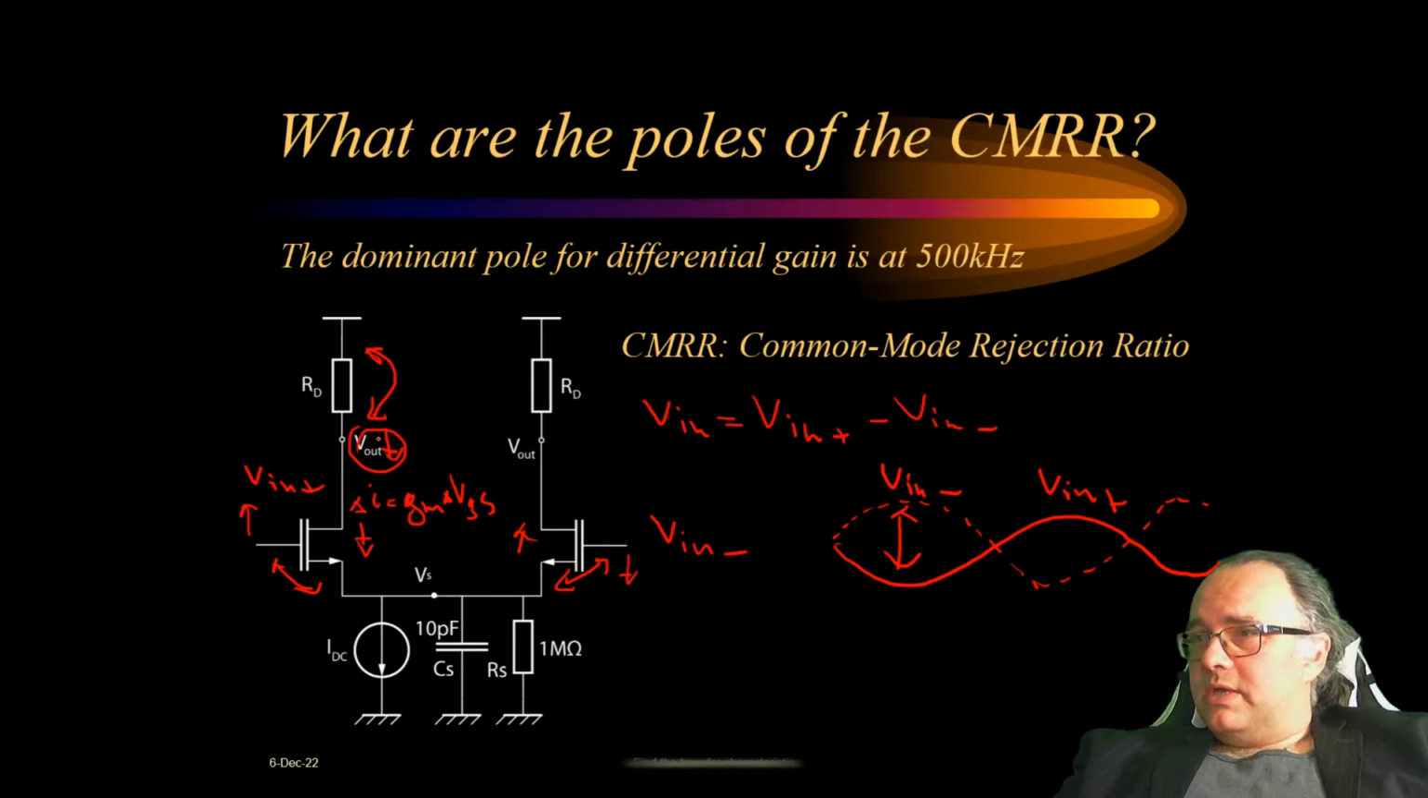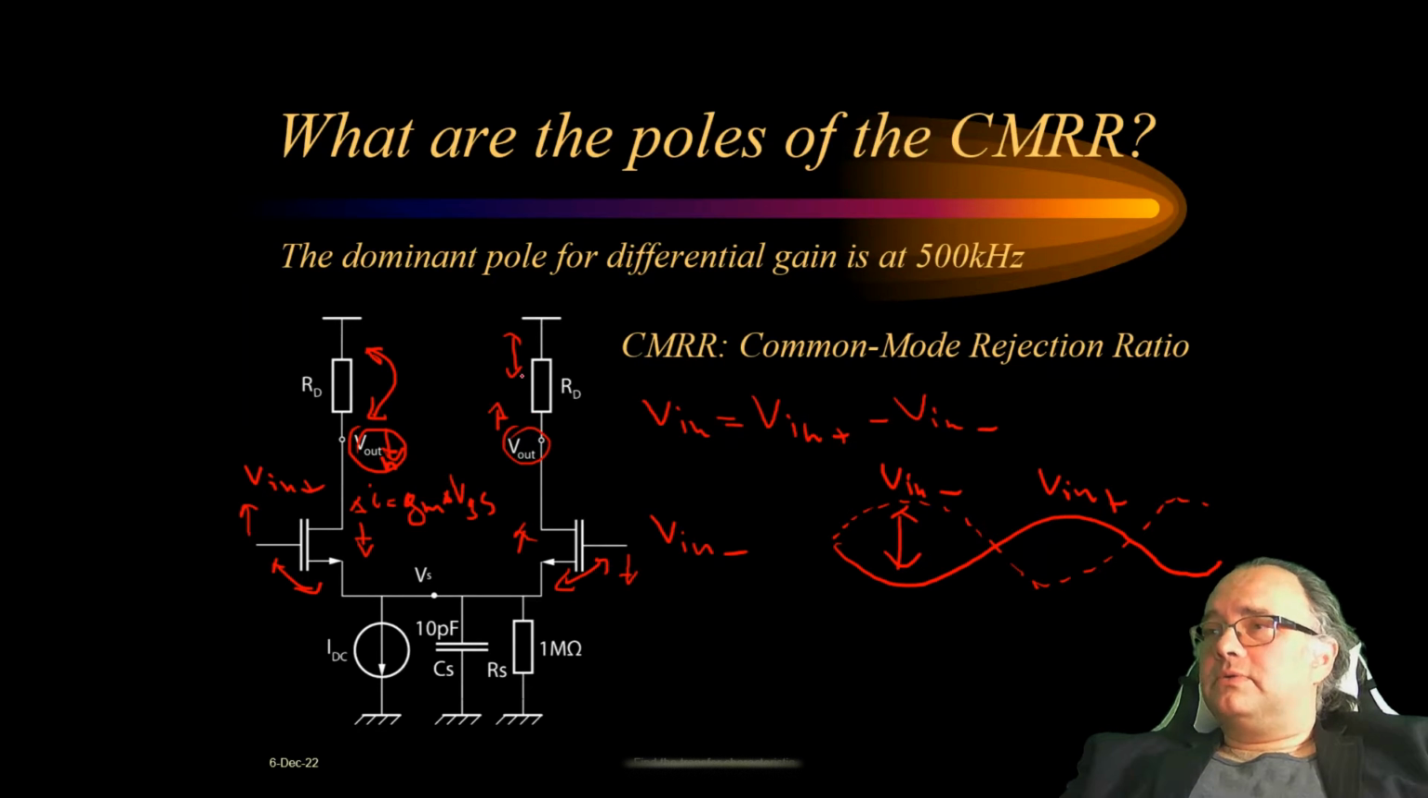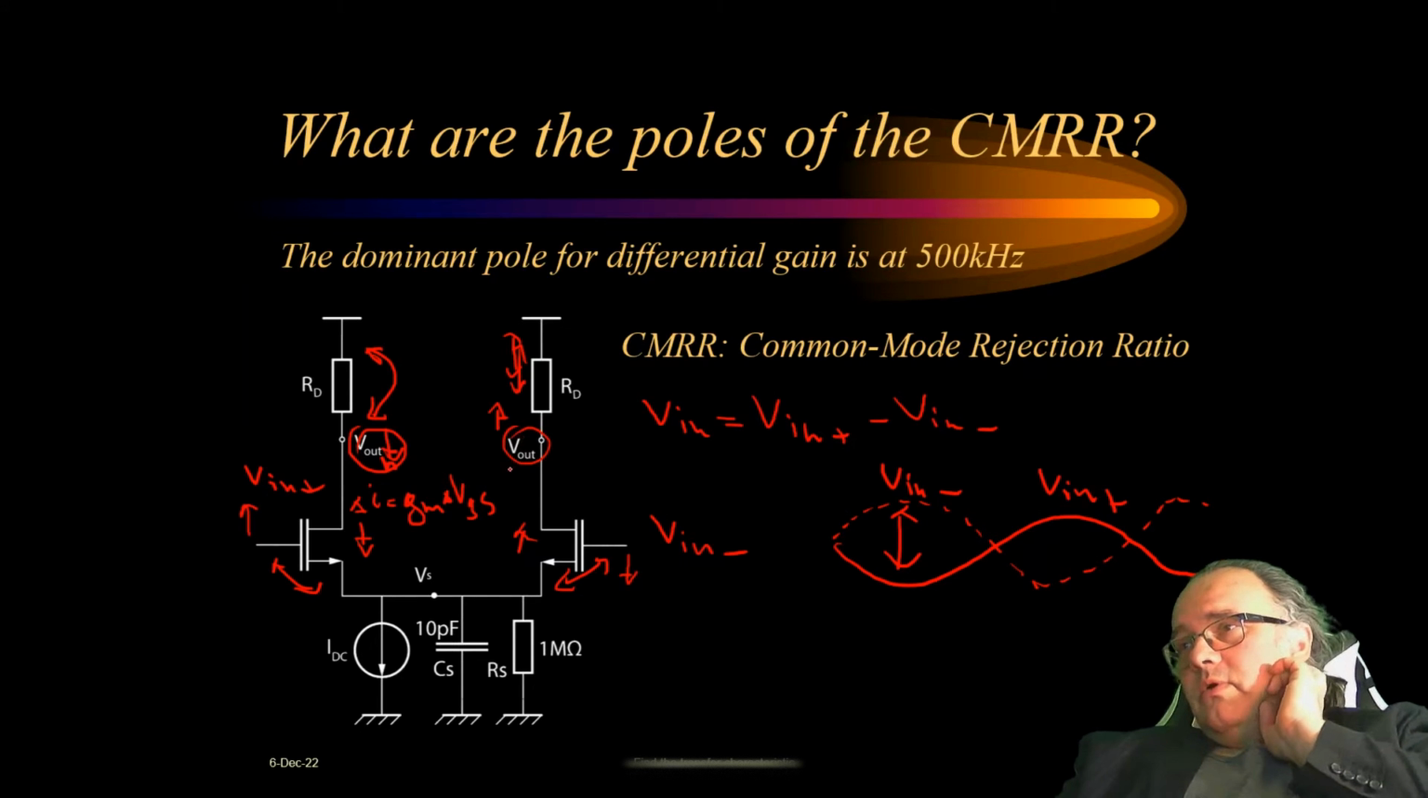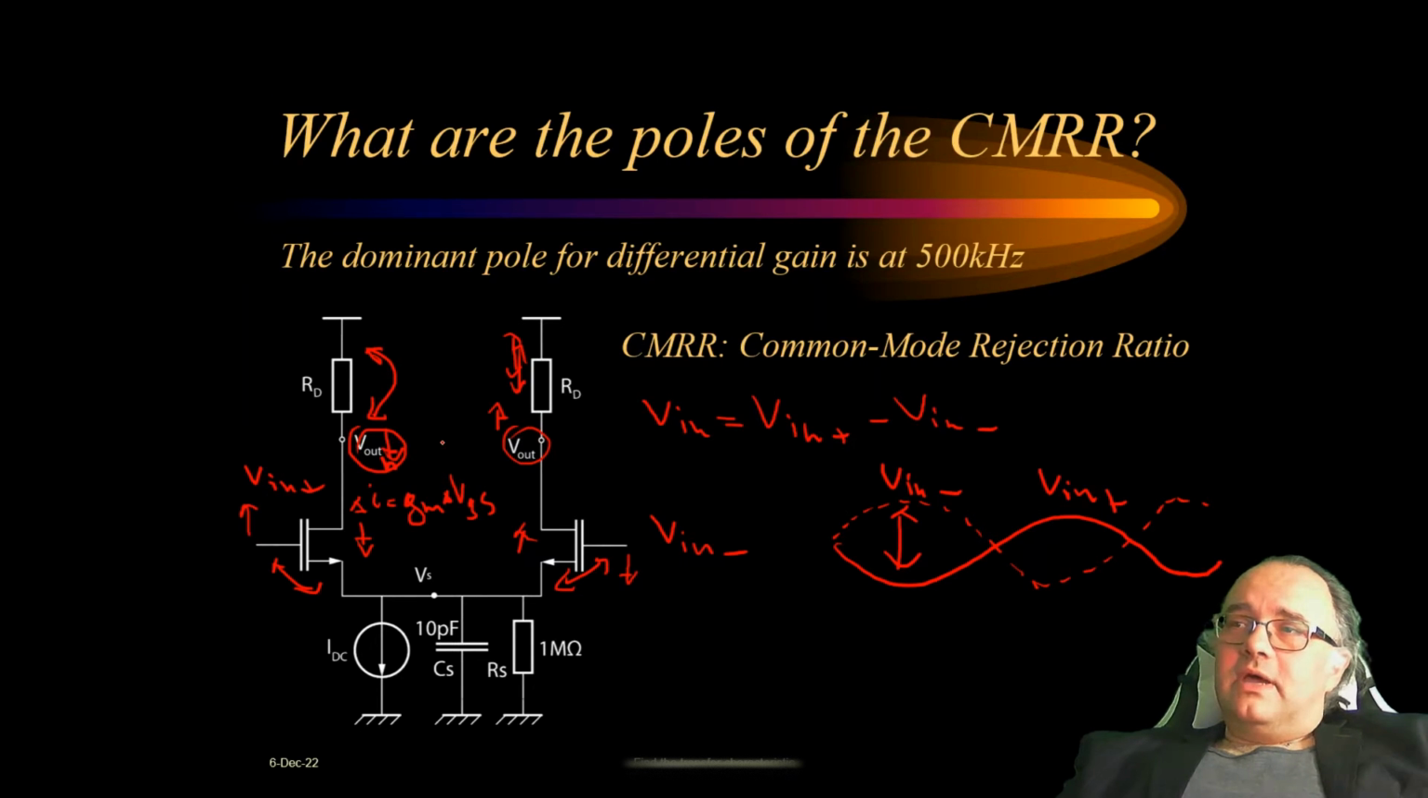So we can name this V out N. And then the opposite happens in the other branch. This current decreases, so the voltage drop across the load reduces, and this voltage will actually go up because the voltage drop across the load resistor is small. And then we define the output as the difference between these two, so a differential output.